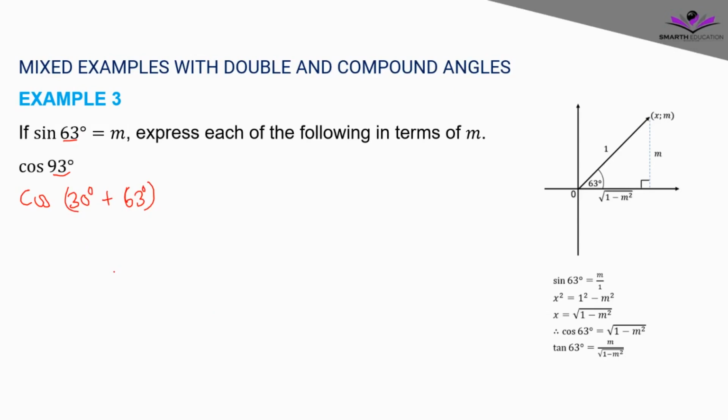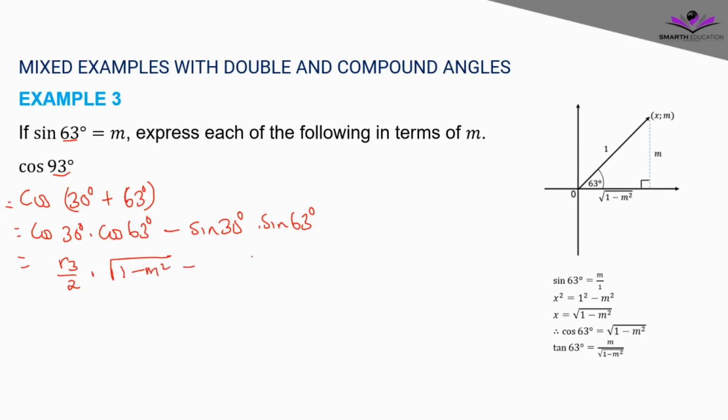Then we use our special angles. This is equal to cos 30 degrees cos 63 degrees, then minus sine 30 degrees sine 63 degrees. Cos 30 degrees is root 3 over 2. Then cos 63 is square root of 1 minus m squared, minus 1 over 2. Then sine 63, that is m.